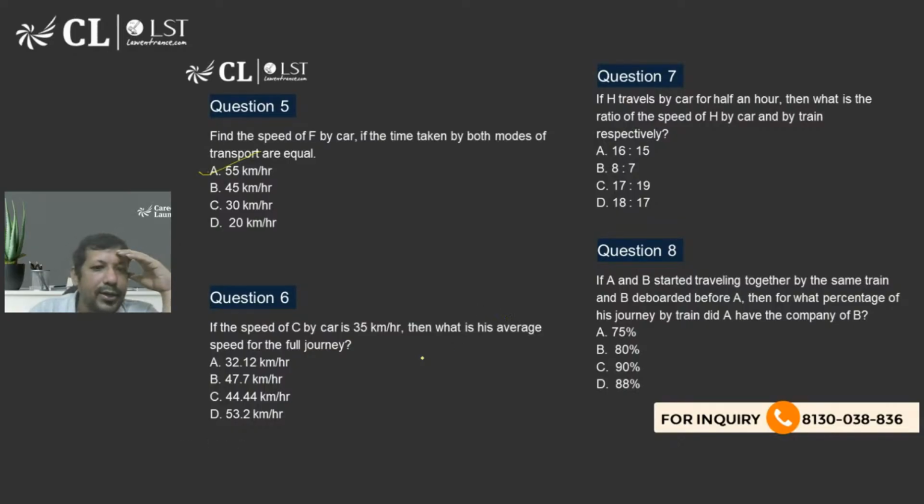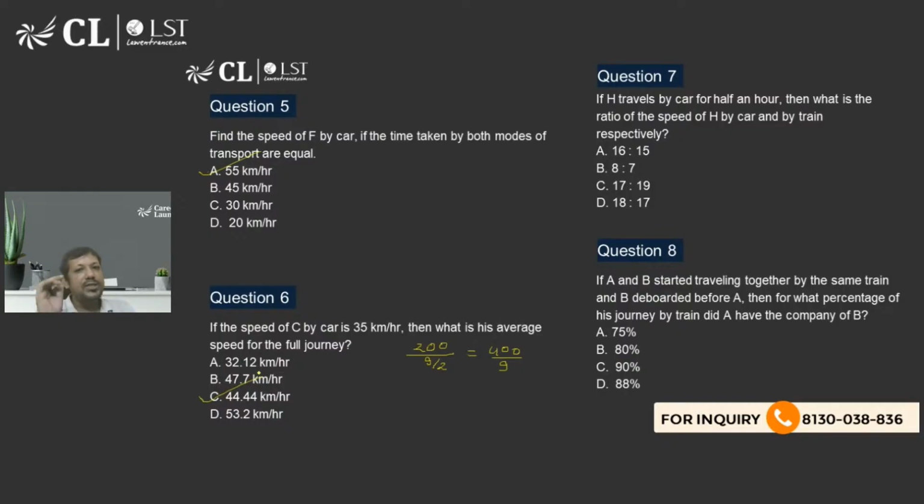I can also write it as 200 upon 4.5. I can write 4.5 as 9 by 2. So it can be said as 400 upon 9, and it is going to be 44.44. We got the answer, and that's going to be option C.